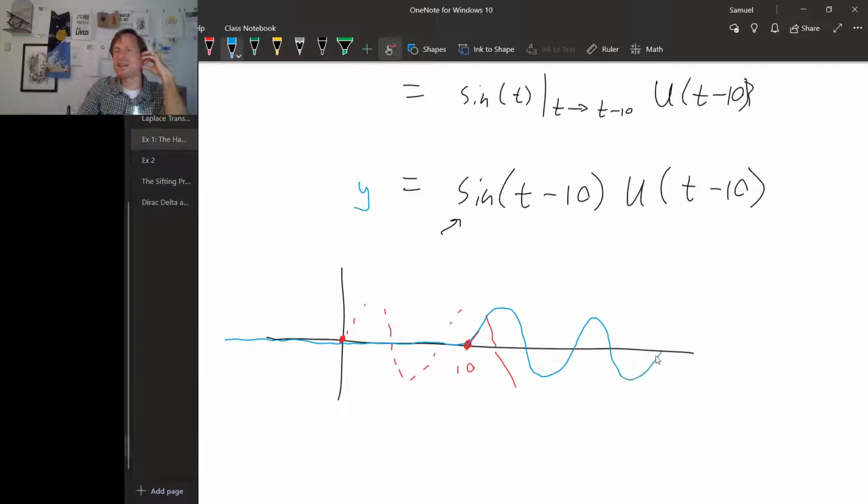But that's exactly what we expected, right? This is matching up with our intuition perfectly. If we have a mass hanging motionless on a spring and then we hit it at time 10, it sits there until time 10, and then once we hit it, the spring takes over and gives us an oscillation. So this worked perfectly. It gave us exactly what we expected.